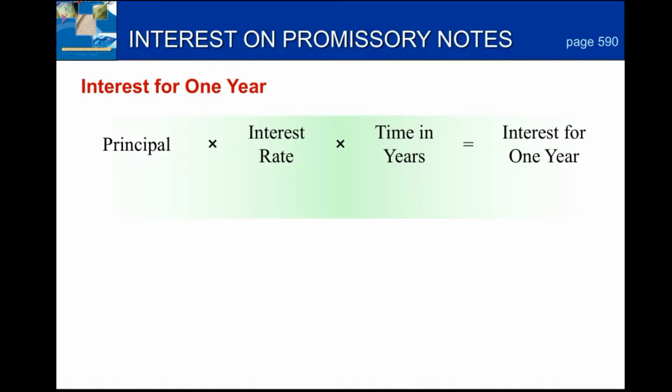So interest on promissory notes. Interest for 1 year is basically the principal times the interest rate times the time in years. A lot of times that's abbreviated as P times R times T. So if you had a principal of $20,000 and your interest rate was 6%, and you had 1 year to pay this back, the interest for 1 year would be $1,200, or 6% of $20,000.